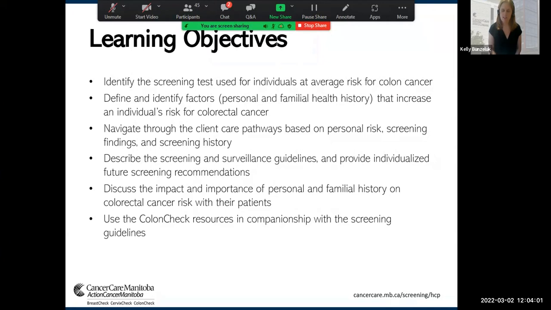describe the screening and surveillance guidelines and provide individualized future screening recommendations, discuss the impact and importance of personal and family history on colorectal cancer risk with their patients, and finally, be able to use the ColonCheck resources alongside the screening guidelines.